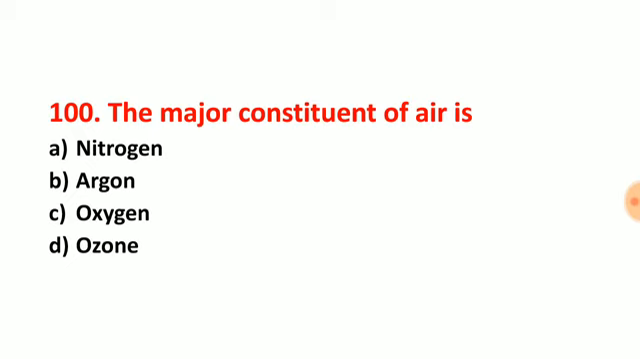Question number 100, the major constituent of air is nitrogen. Nitrogen is most available in our environment because of its very strong bonding. It does not react with other substances at ordinary conditions, and it is consumed in very small amounts in different processes. Because of that, a large amount of nitrogen is there in our air.